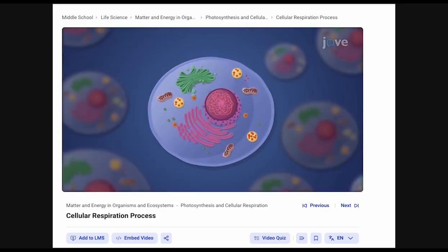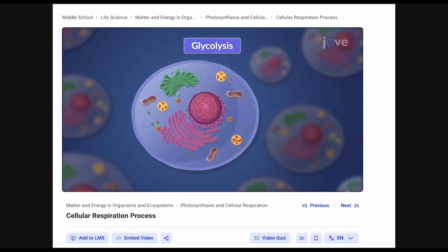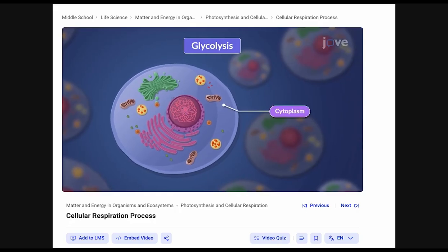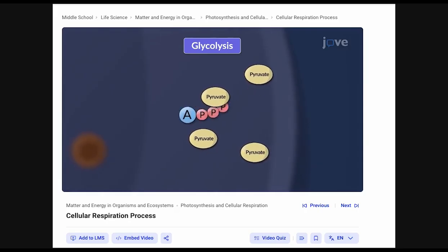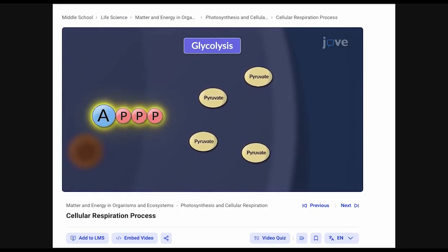The process begins with glycolysis, which takes place in the cytoplasm of the cell. Here, glucose is broken down into two smaller molecules called pyruvate. This step doesn't require oxygen and produces a small amount of ATP, the molecule that stores energy for the body.